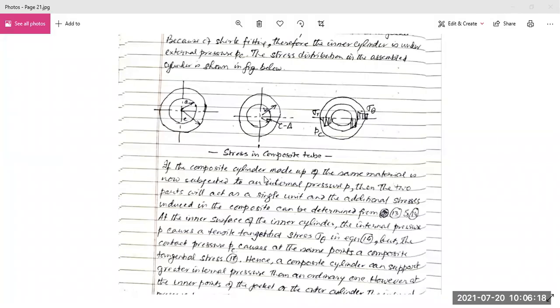Let us discuss the composite cylinder once again. If the composite cylinder is made up of the same material, it is now subject to the internal pressure P. So what is a composite cylinder? There is a cylinder with a certain cavity of a certain diameter. Another cylinder whose external diameter is equal to or slightly more than the internal diameter of the outer cylinder is press fit inside this cylinder, and this type of assembled cylinder is defined as the composite cylinder itself.